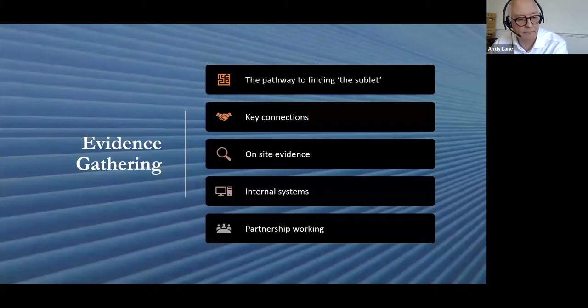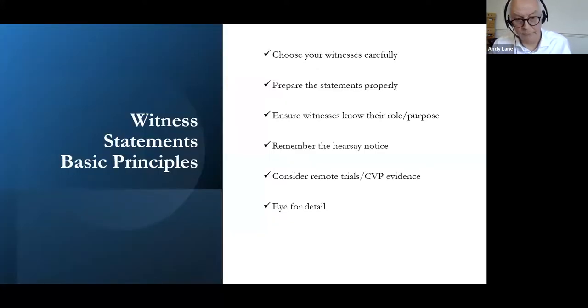Thank you, Andy. So yes, we're going to be talking about evidence gathering now and the pathway of finding the sublet, and also the key connections within the business, who to talk to, and what information to ask for, and on-site evidence as well, and using your time wisely on site. We'll also be looking at internal systems and making the most of what we have to bring a case together, and the importance of partnership working as well.